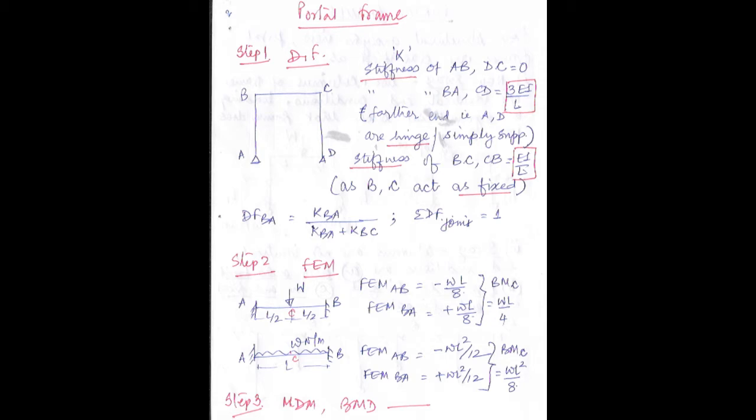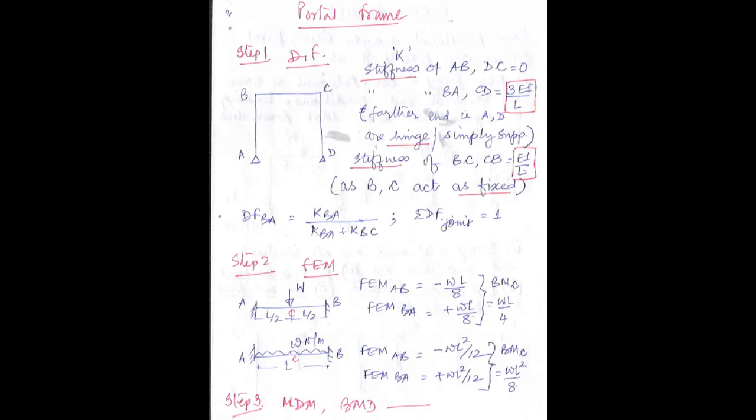Because the further end means, for BA, while we are talking about BA, what is the further end? Further end is A, because we are pronouncing it as BA. So the further end is A.